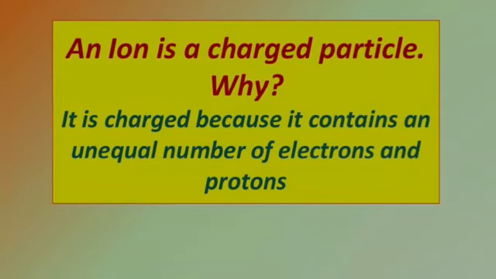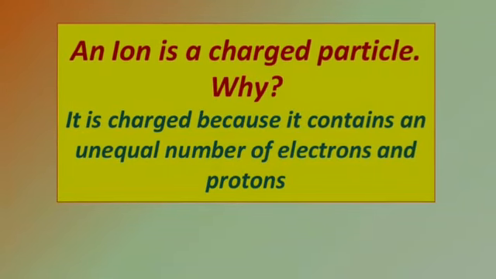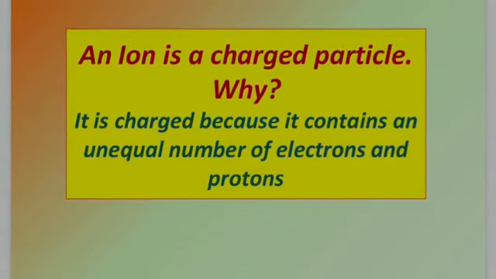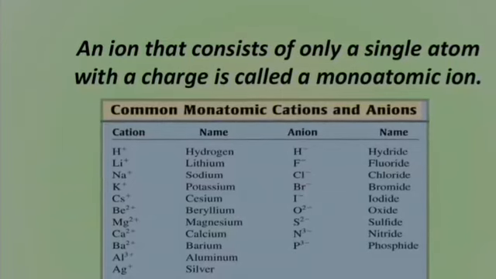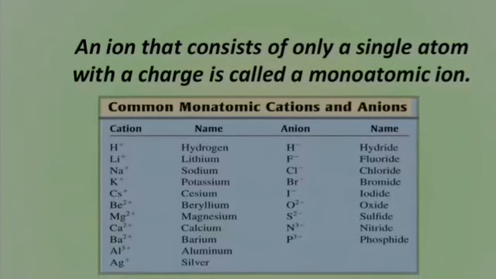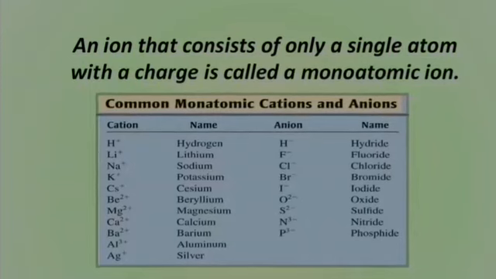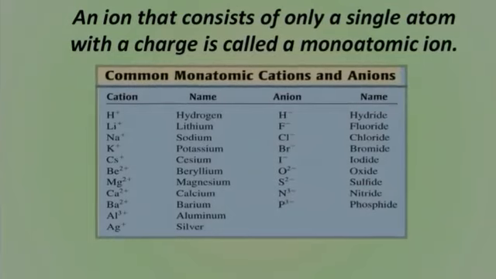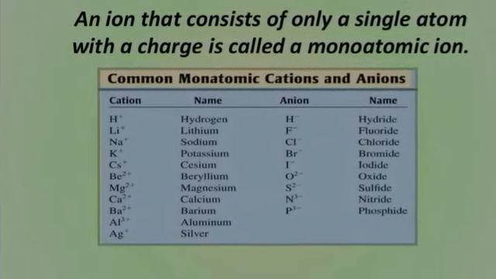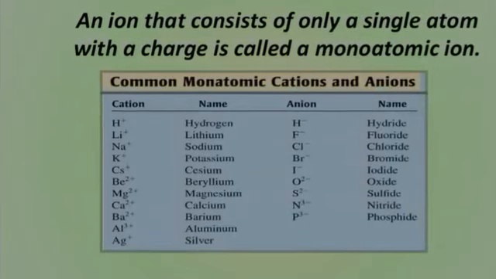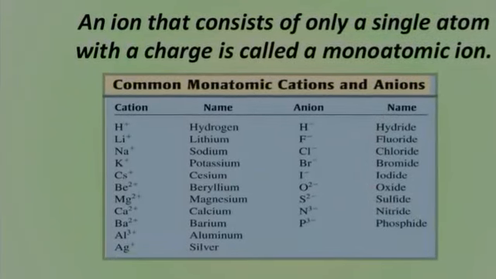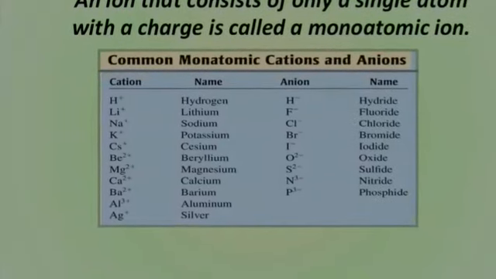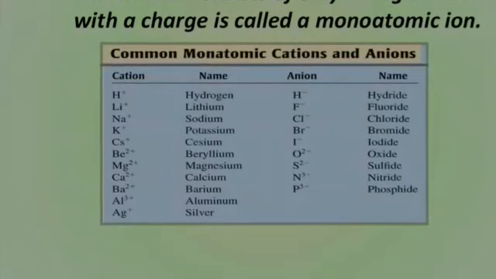So, now we can say that an ion is a charged particle because it contains an unequal number of electrons and protons. An ion that contains only one single atom with a charge is called a monoatomic ion. Here's a list of monoatomic cations and anions. In each case, a single atom is carrying a charge. The charges can be +1, +2, +3 or -1, -2, -3.